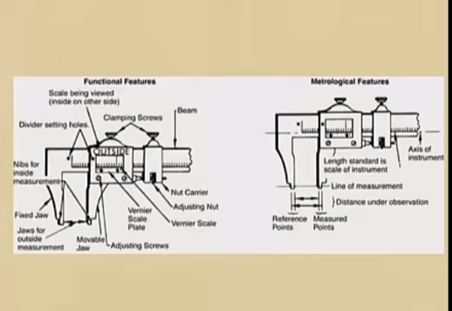The metrological features include the axis of the instrument, which must always be aligned to the measurement you're trying to make. You have the reference point, which is the fixed jaw, and the measured point, which is the movable jaw. The length standard is built into the instrument. It's the scale that's in the instrument.